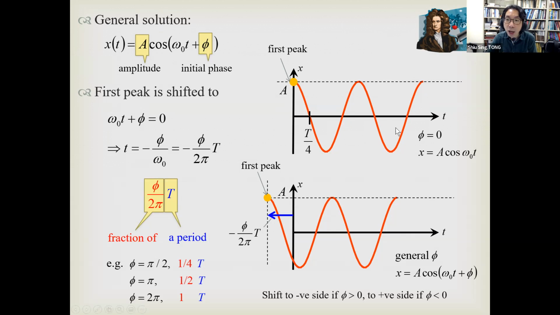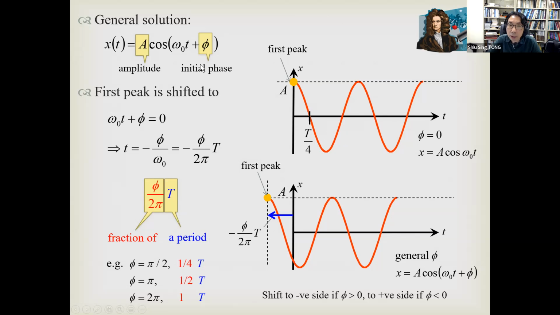Now, if I set phi equal to 0, if I have no initial phase, then this solution is just A cosine omega naught t, which is just a mass tied to a spring, stretched and released from rest. This solution we have seen before at the beginning of our discussion, right? So it goes like this. It goes like an oscillation with a period, which I call T.